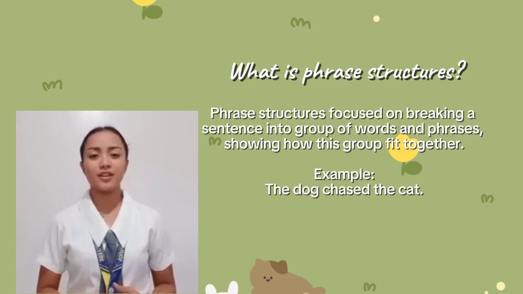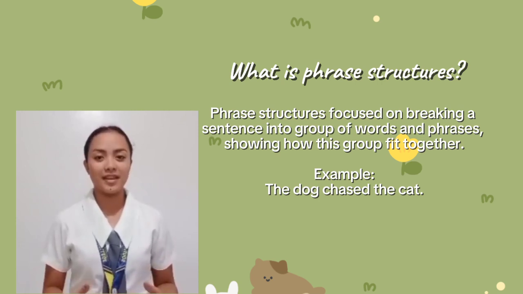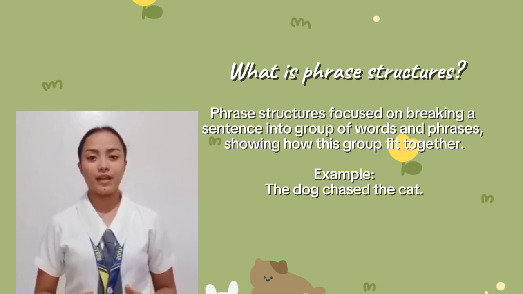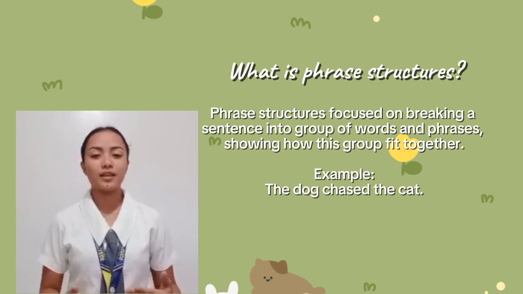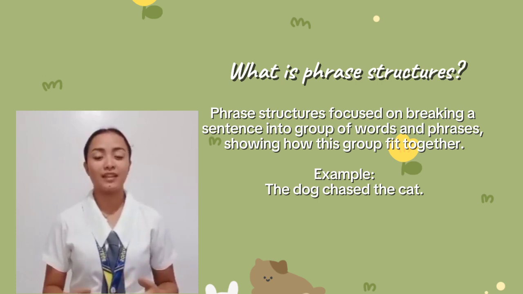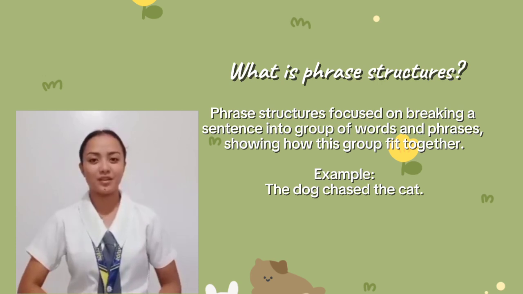Phrase structure is the process of breaking a sentence into groups of words or phrases and showing how these groups fit together. For example, the dog chased the ball. The dog is our noun phrase. The is a determiner and dog is a noun. And chased the ball is our verb phrase. Chased is the verb and the ball is a noun phrase. The is the determiner and ball is the noun. This structure emphasizes the phrases and how smaller ones combine to form larger ones.